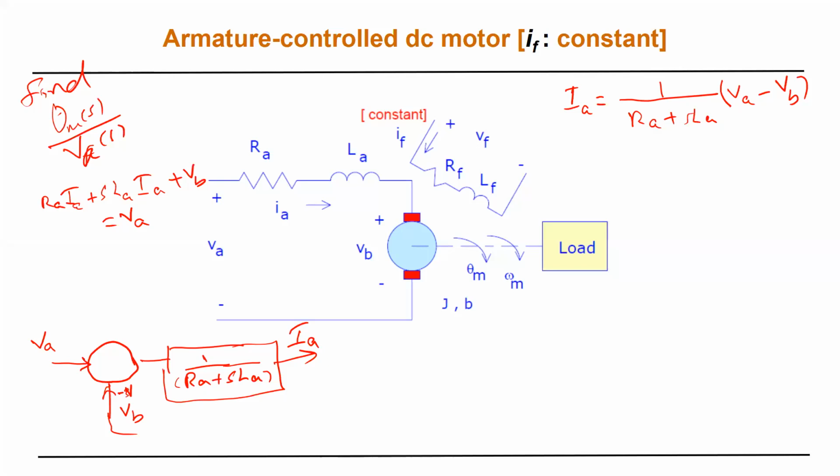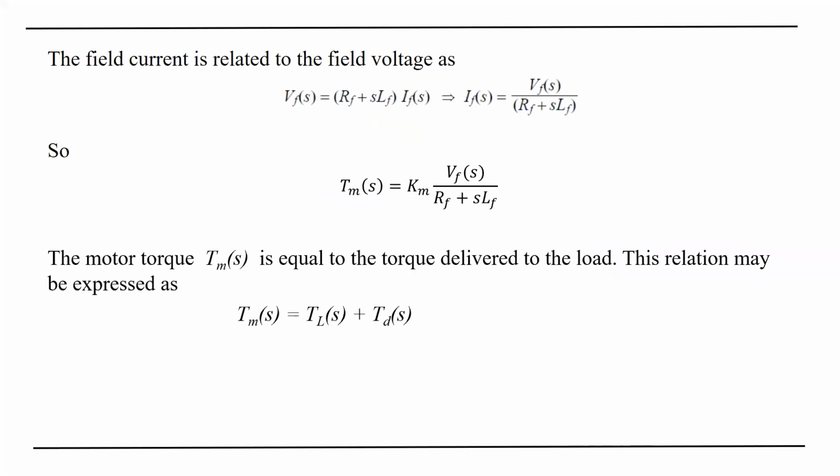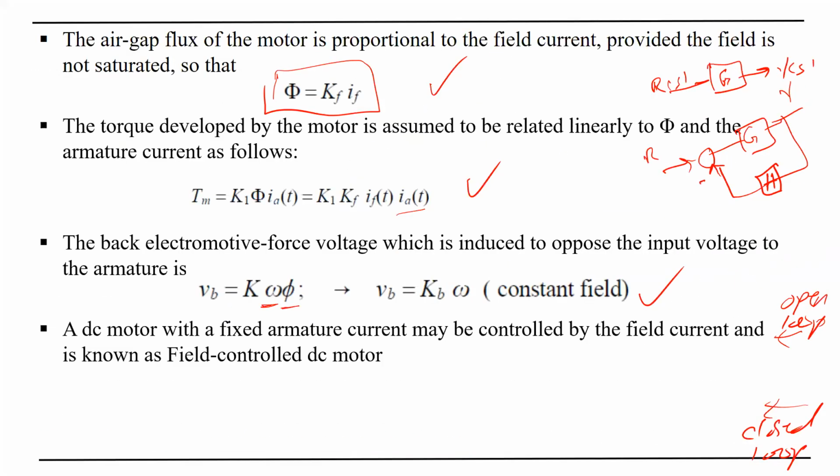Okay. What else do we have? We have the torque. Well, before the torque, what is VB equal to? VB equals a pure gain with the IA. And proportional to what? To the magnetic field. We said, yeah, but the field is constant. If you remember this relation.